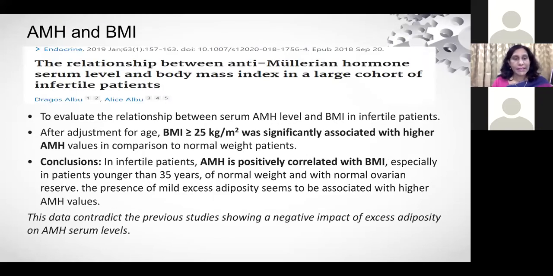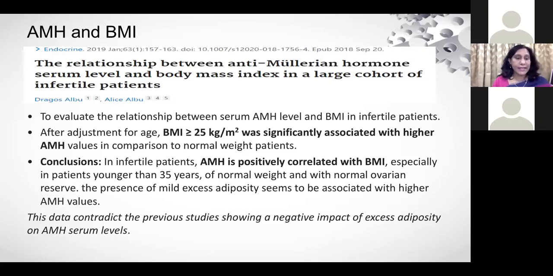Now, in this study, again, the relationship between the AMH and BMI was compared, and after adjustment for age, BMI of more than 25 was significantly associated with higher AMH values. So in this particular study, in fact, AMH was positively correlated with BMI, especially in patients younger than 35 of normal weight with normal ovarian reserve.